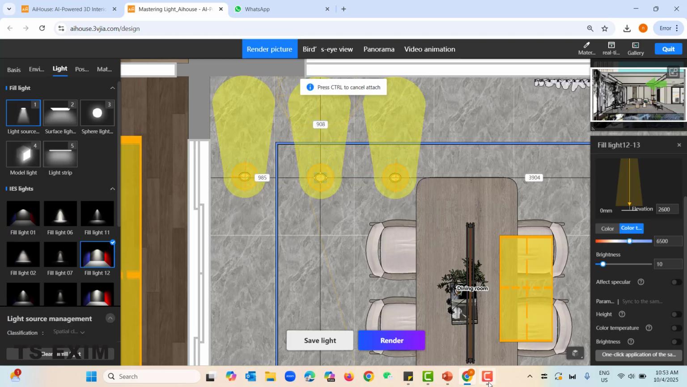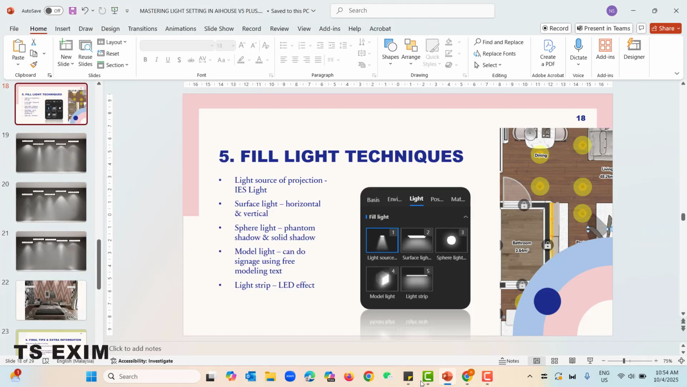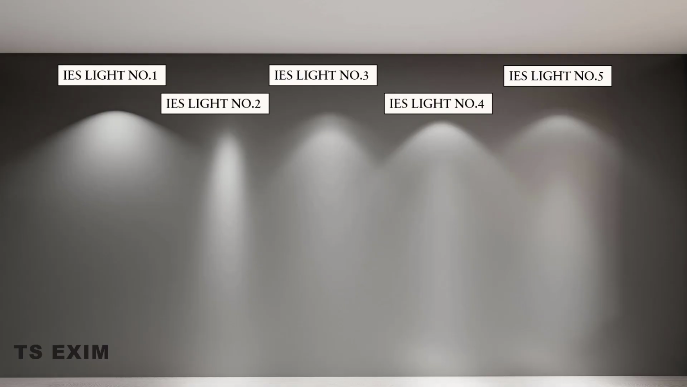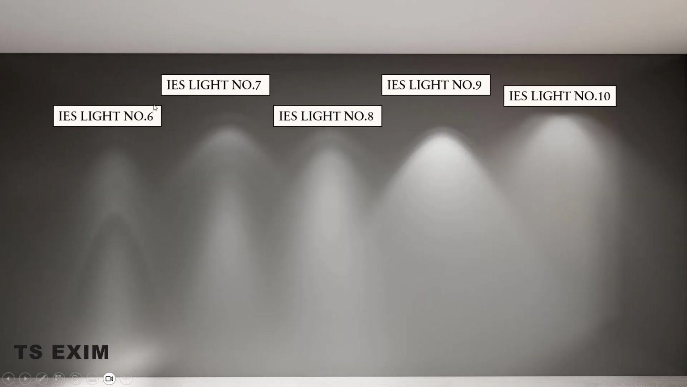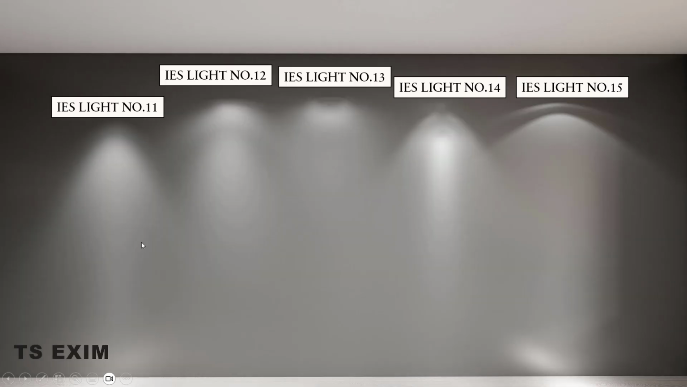Okay, I will show you the example of fill light rendering. This one is IES light number 1 to number 5. You can see the difference. Okay, this one number 6 to number 10. This one got double illusion here. Got double curve. Then this one number 11 to number 15.